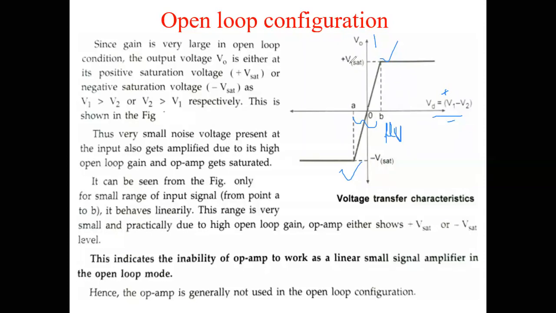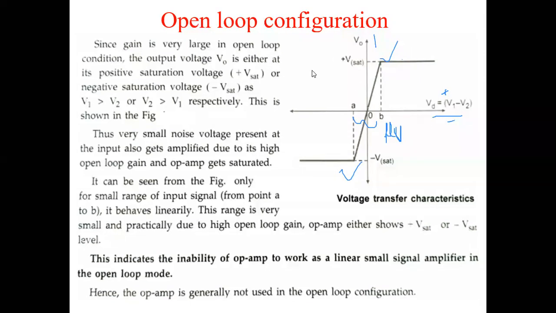So here we are supposed to operate the op amp in negative feedback. Why? Because it controls the gain, and it does not allow the output of the op amp to get into saturation. So with the help of negative feedback, that is why we go for closed loop configuration. So this is the problem of open loop configuration.